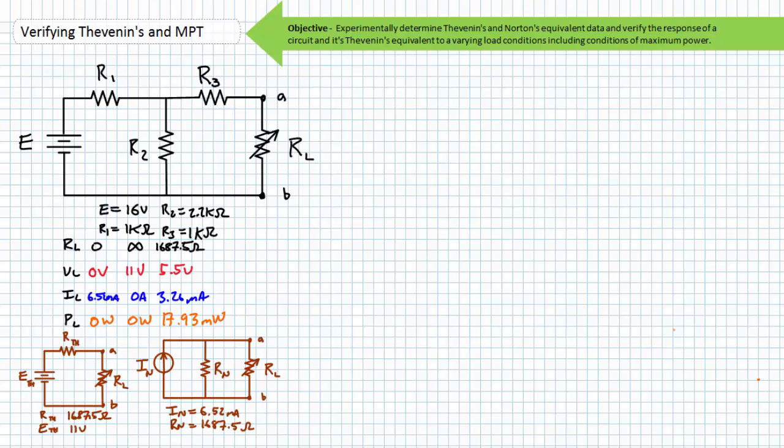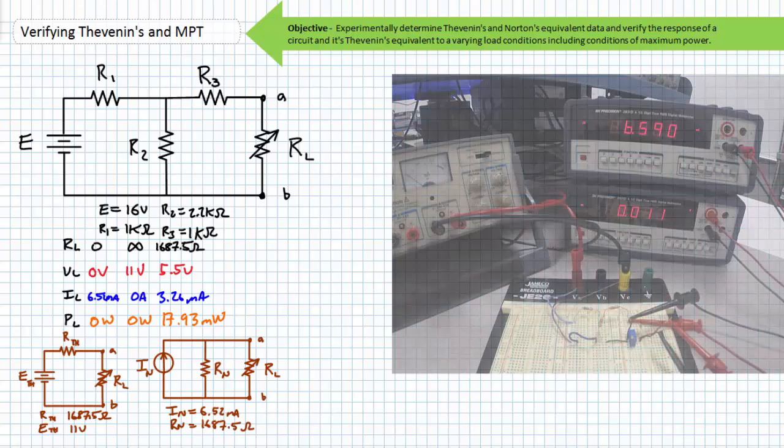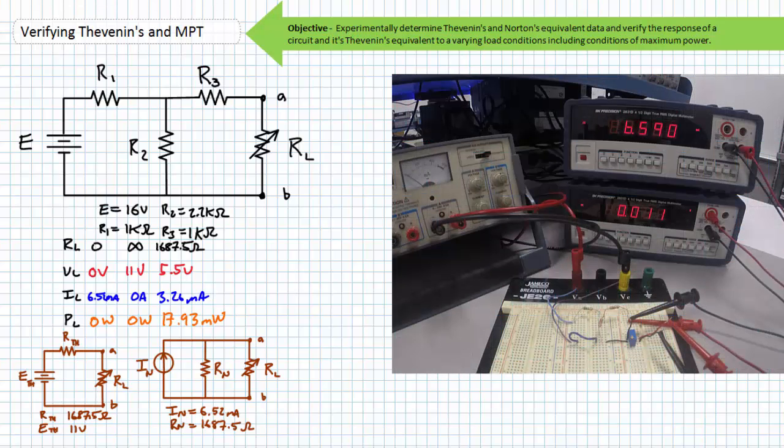Once in short circuit conditions, again in open circuit conditions, and again in maximum power conditions. Here I'm using 2 DMMs. The top one is in ammeter mode and is measuring current through the load resistance. The bottom DMM is in voltmeter mode and measuring the voltage across the load resistance. The variable load resistor is a 2-terminal potentiometer placed across our nodes of interest.